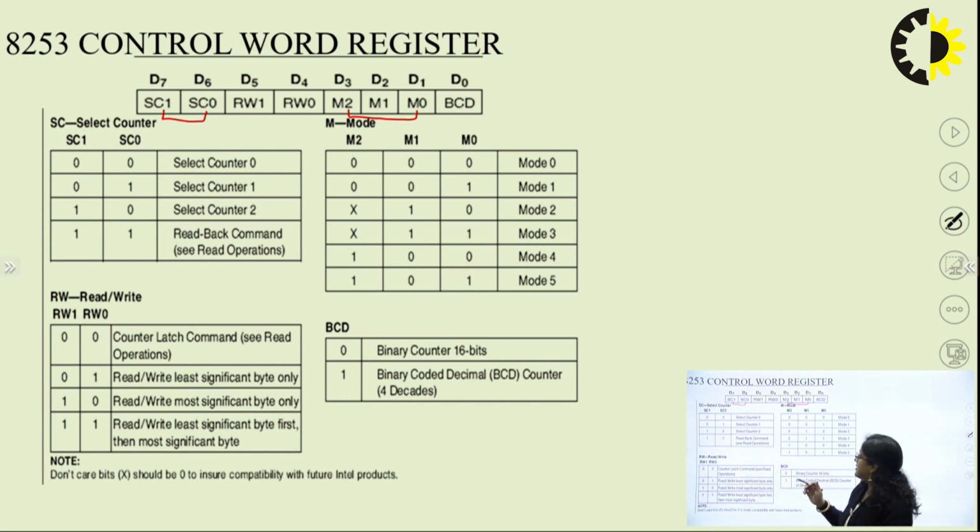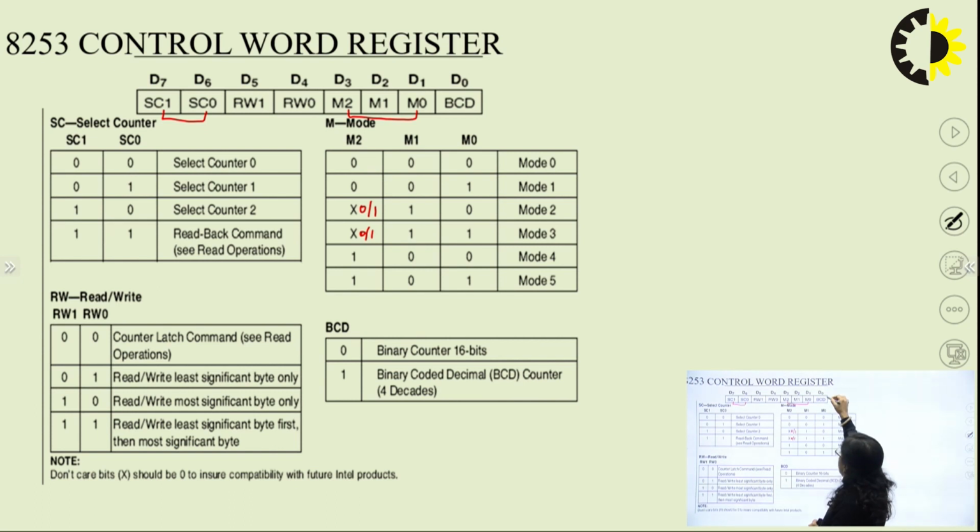From here you can see that don't care means it can take 0 or 1, any value, so for 2 and 6, mode 2 will be the working mode, and for 3 and 7, mode 3 will be the working mode. So there are a total of 6 modes in which we can configure our 8253. Any of counter 0, counter 1 or counter 2 can be configured in any of these 6 modes.